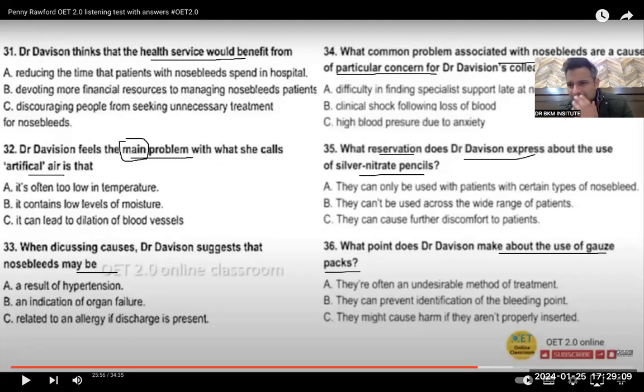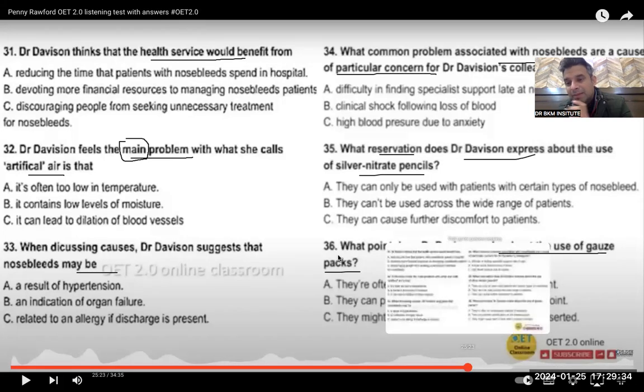I think gauze packs are normally a desirable method of treatment, 94%. They are often undesirable. No, they are 94% desirable. They can prevent identification. There was a point she was saying that the ideal thing is to identify the bleeding point. Maybe use of gauze packs does not let us identify the bleeding point. This can be the answer, but I'm not sure.